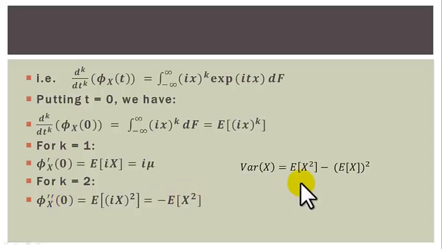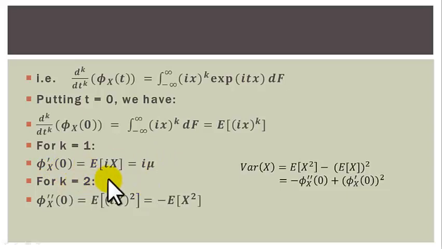So when you put it here, this will give us minus phi x prime prime of 0 plus the first derivative, which is the expected value of x. You know from here, mu is the expected value of x. If you divide both sides of this equation by i, that will give us phi x prime of 0 divided by i equals mu.